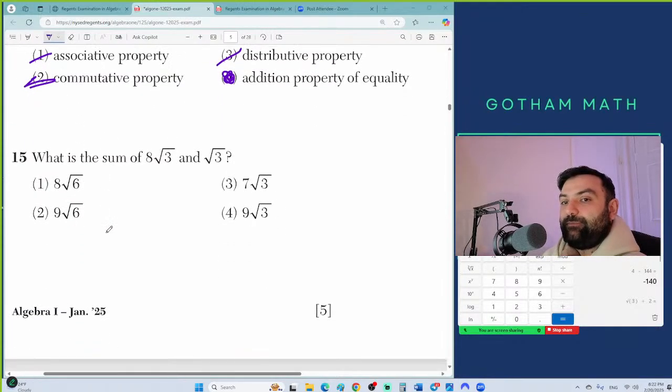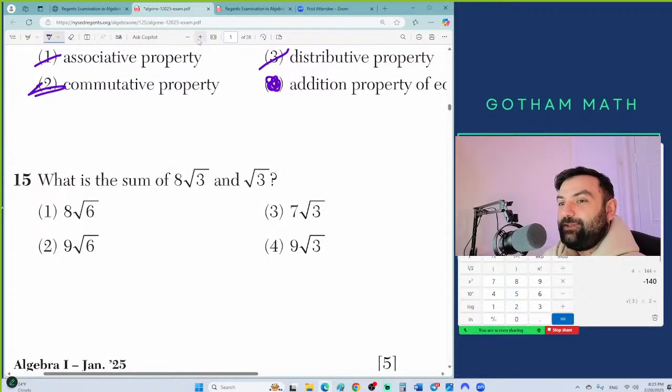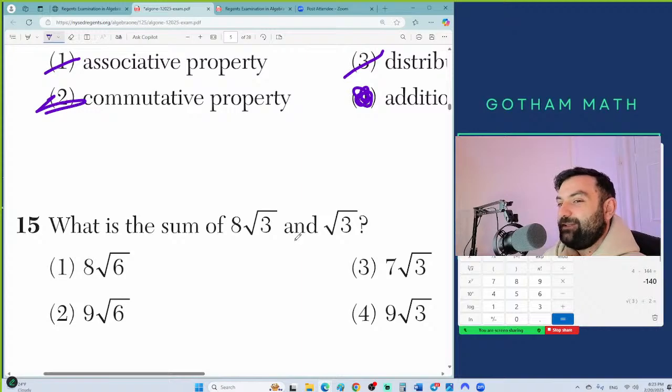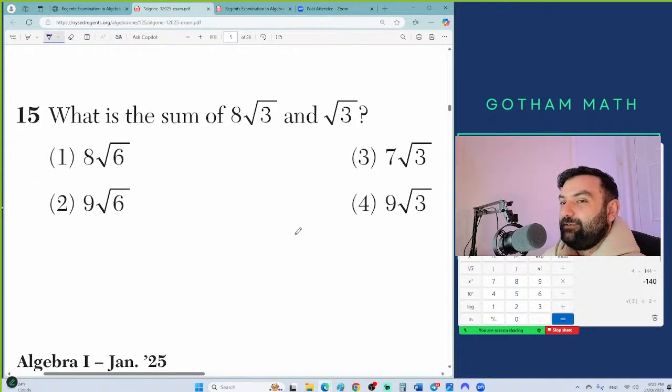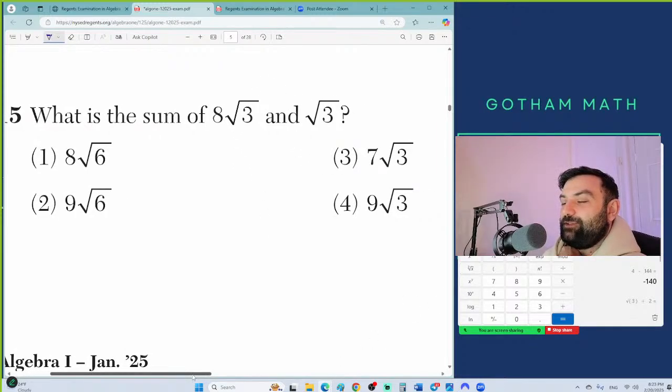So number 15, what is the sum of 8 square root of 3 and square root of 3? You know, I actually did this with someone recently, and they asked me, how do we know? So there are 2 things you can do. As a backup plan, you can do it on a calculator. Actually calculate what is square root of 3 times 8 and what is just square root of 3, then add them and look which answer gives you the same result.